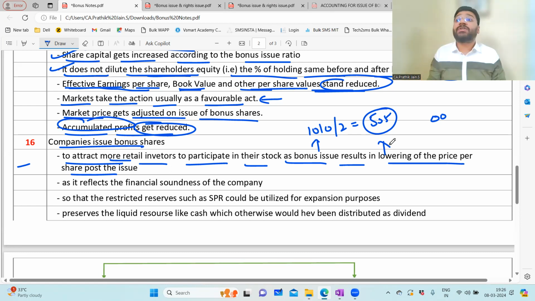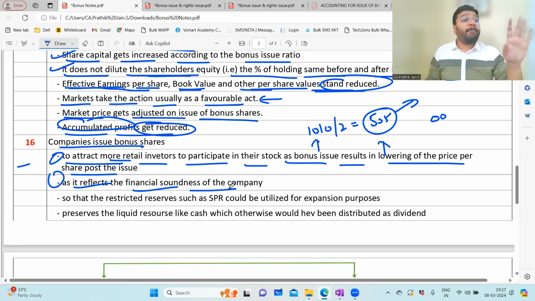If more and more shares of the company are purchased, the value from this 505 will again increase up to 2,000. So two advantages to the bonus shareholder. One, the price is getting reduced, and because of that, more people are buying the shares of the company. Clear this point? Second, it reflects the financial soundness of the company. It reflects the financial soundness of the company.